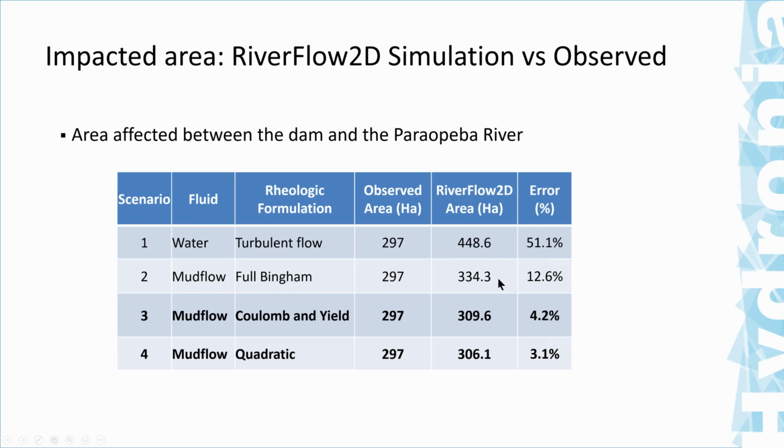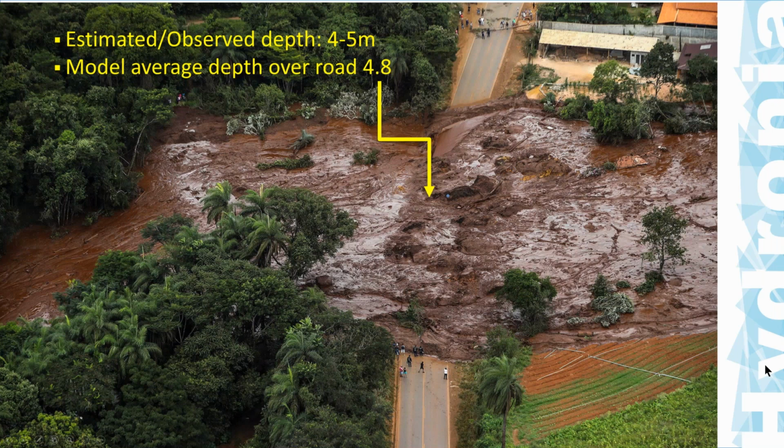Now with full Bingham, we get a much smaller error, but still we are about 12% off. But with the Coulomb-Yield and Quadratic, we get pretty good results that are very close to the total area, as I showed you before. Now, in terms of the actual depth, since we use public data, we didn't have measurements per se, so we use images and also proxy data that we could use to try to compare with the model results.